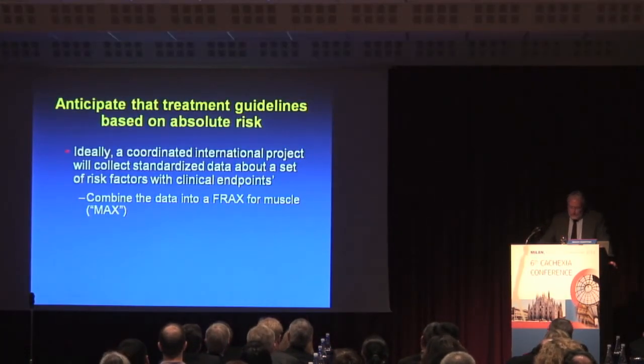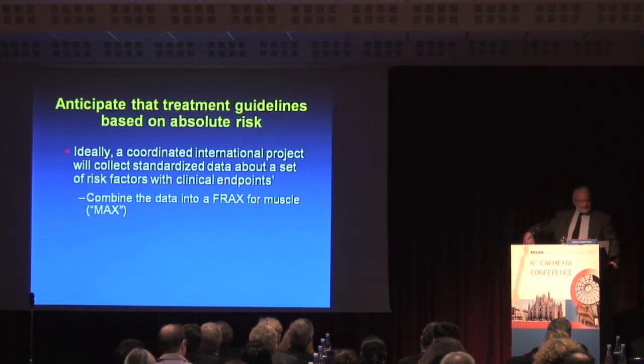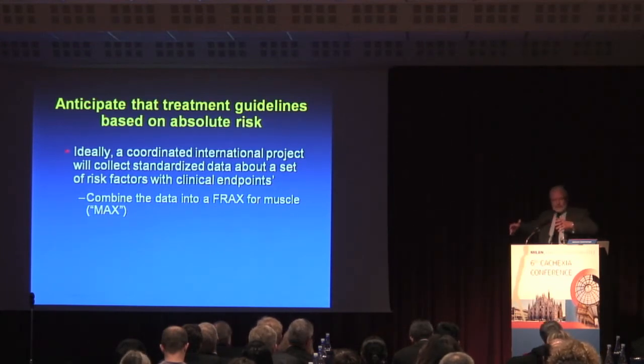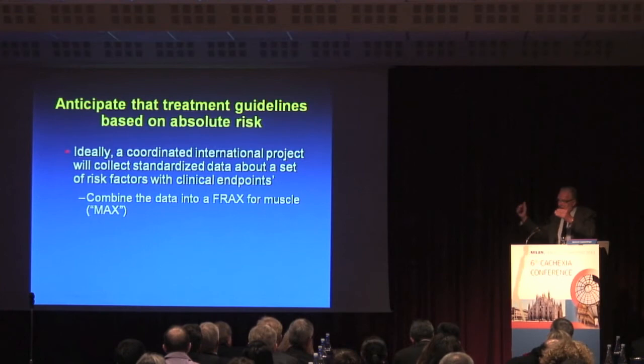And then I think it's important in the field to anticipate that treatment guidelines will eventually come down to absolute risk in some fashion or another. And ideally, then, a coordinated international project could collect standardized data about a set of risk factors and clinical endpoints in existing studies or in future studies, some kind of collaborative effort, so that at the end we'll be able to have an international score of risk of some endpoint that's preventable with treatment.